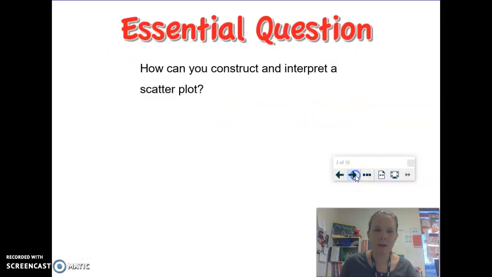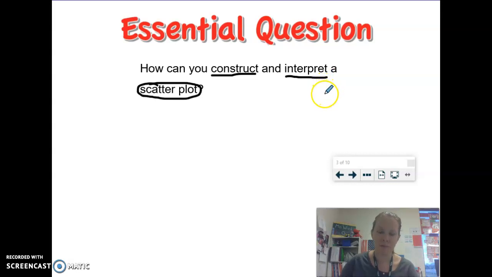So let's go ahead and talk about what our essential question is for the day. So how can you construct and interpret a scatter plot? So we really first need to know what is a scatter plot. How do we construct it or build it? And how do we interpret? Remember, your interpreting means what does this really mean in the context of the data that I'm giving, okay?